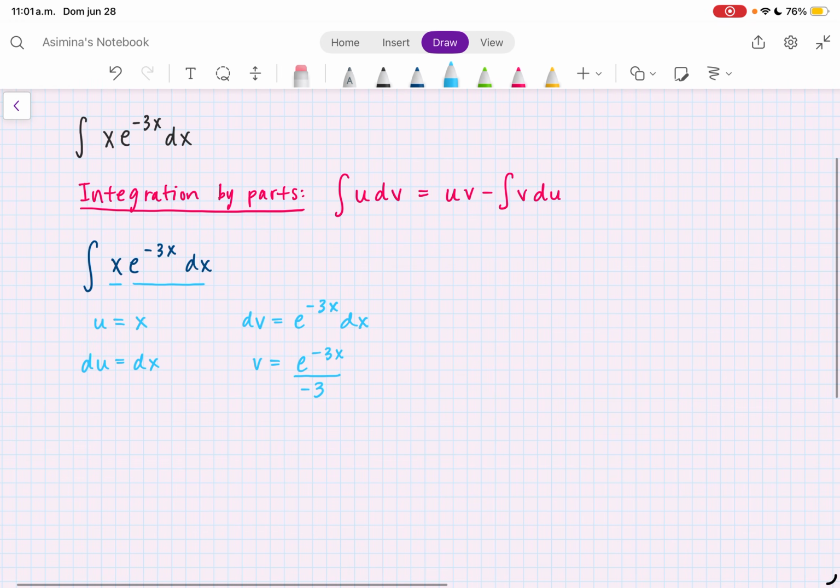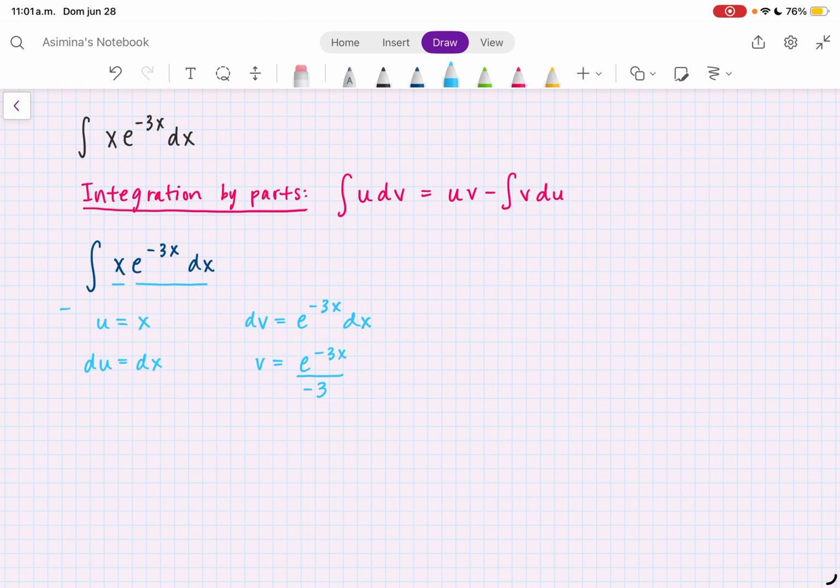Great. So now that we've set this up, we can write this integral as u, which is x, times v, which is e to the negative 3x over negative 3, minus the integral of v, which is e to the negative 3x over negative 3, times du, which is just dx. Okay. Oops, I'm missing a minus sign here.